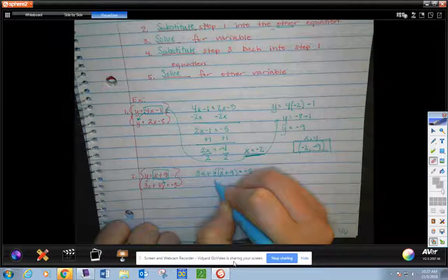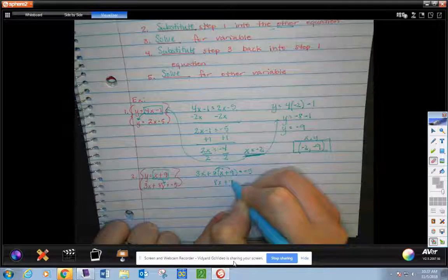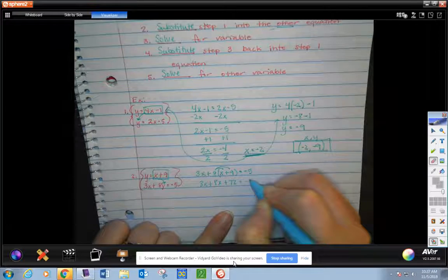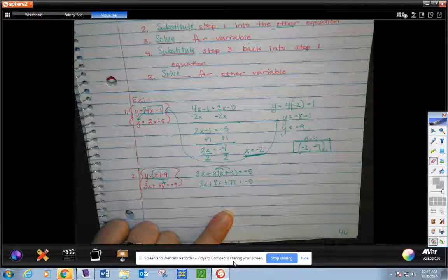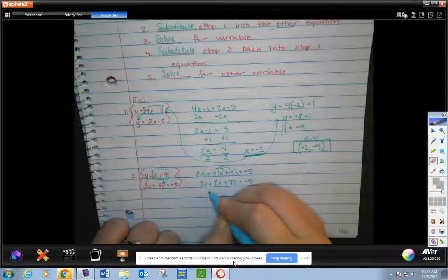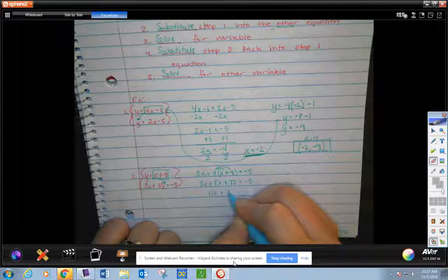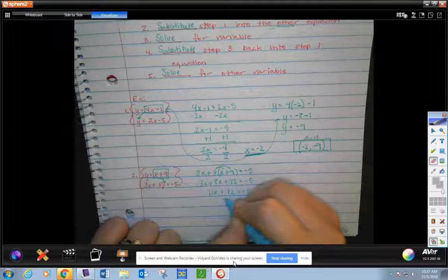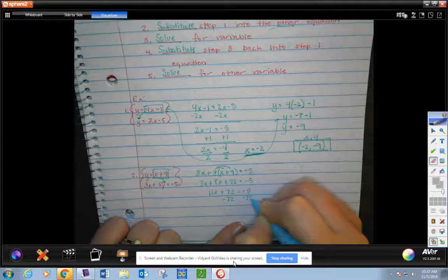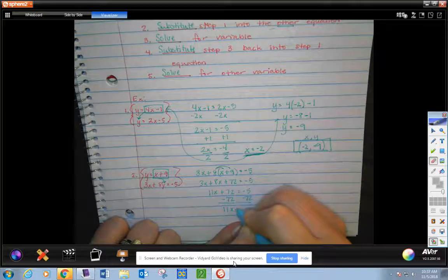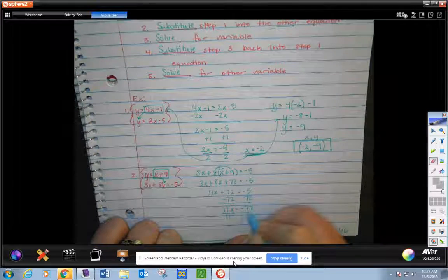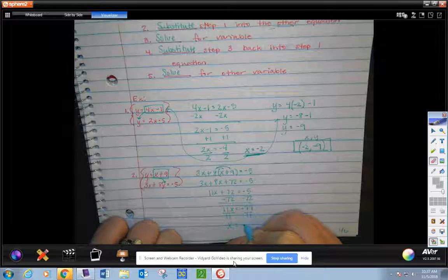I'm going to get 8x and I'm going to get 72. I bring down my 3x plus at the beginning and it equals negative 5. Okay, now I combine like terms. That gives me an 11x plus 72 equals negative 5. And to solve for x, we're going to subtract 72. That gives me 11x equals negative 77. I'm going to divide by 11 and x equals negative 7.